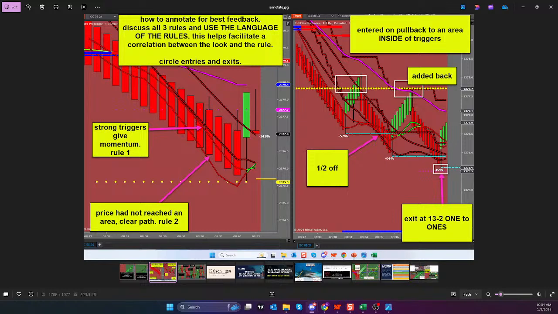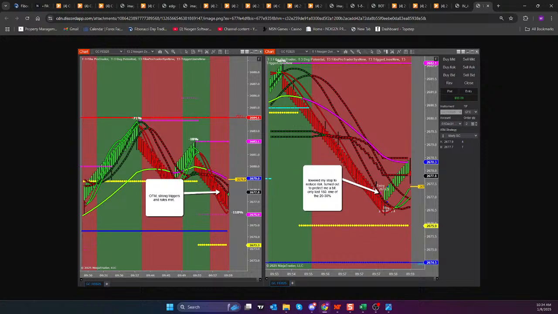I like that you're letting the large chart lead the way, and I know that's the effort there. But that small chart is what gives you the ability to really refine, to reduce risk, to be able to take better profits. Odds favorable, strong triggers, clear path, rules met. Lowered your stop to reduce risk, turned out to protect you, only lost 180, one of the 20, 30%.